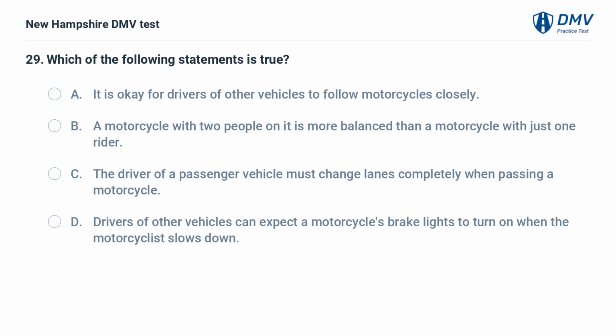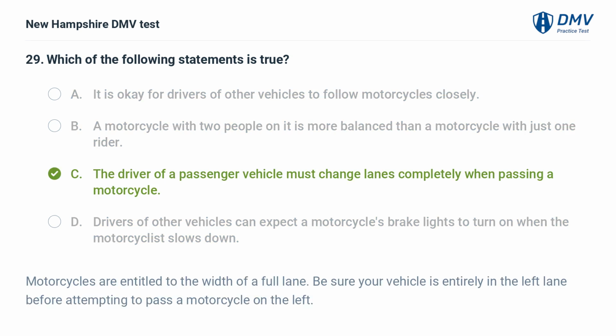Which of the following statements is true? A. It is okay for drivers of other vehicles to follow motorcycles closely. B. A motorcycle with two people on it is more balanced than a motorcycle with just one rider. C. The driver of a passenger vehicle must change lanes completely when passing a motorcycle. D. Drivers of other vehicles can expect a motorcycle's brake lights to turn on when the motorcyclist slows down.